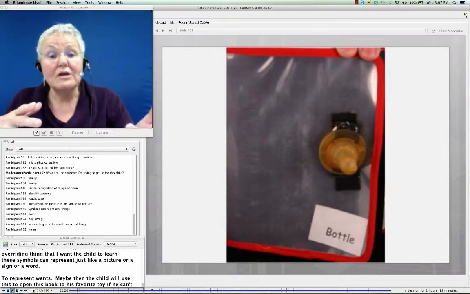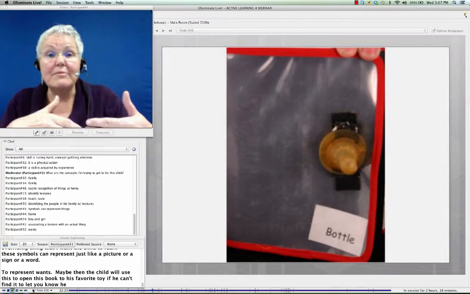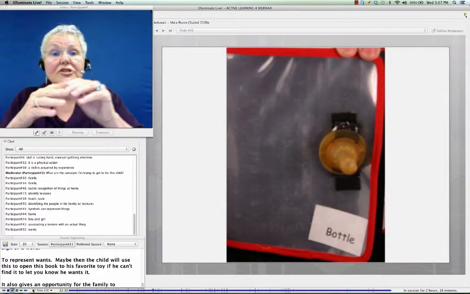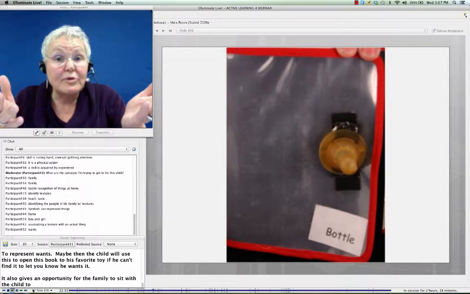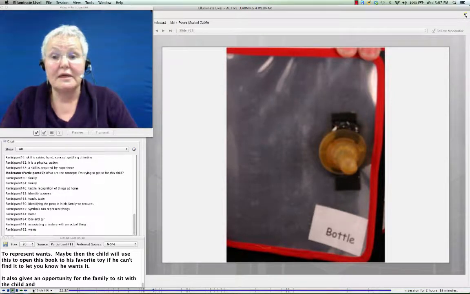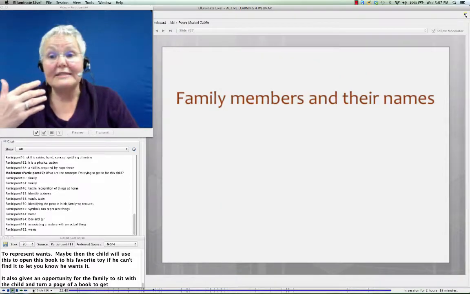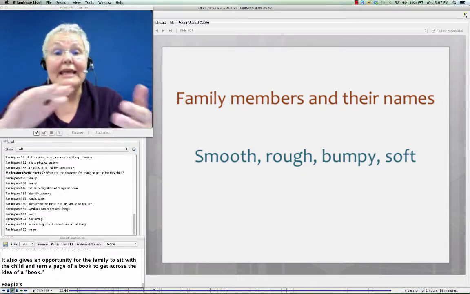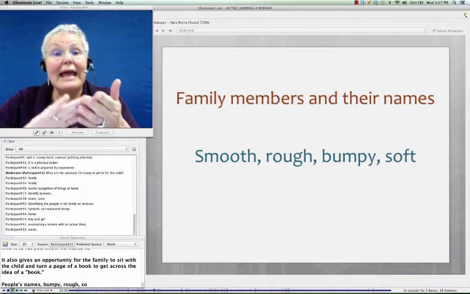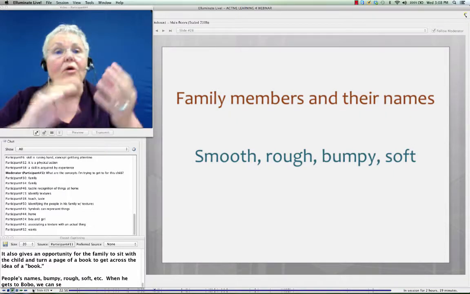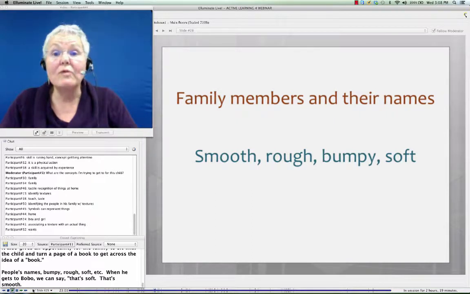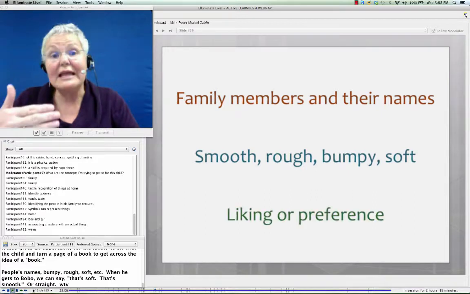It also gives an opportunity for the family to be sitting with the child, or a brother or sister sitting with the child, and actually reading a book and turning pages. The idea of what is a book? So that concept of bookness. So those are some of the things we start looking at. So family members and their names, smooth, rough, bumpy, soft. So when we're turning that and he gets to Bobo, his favorite toy, and that's felt and it's soft, we might be saying, yeah, that's soft, right? Or, ooh, that's smooth. Natalie's hair is smooth. Or straight, whatever word we want to use, but we want to repeat it and use it consistently again.